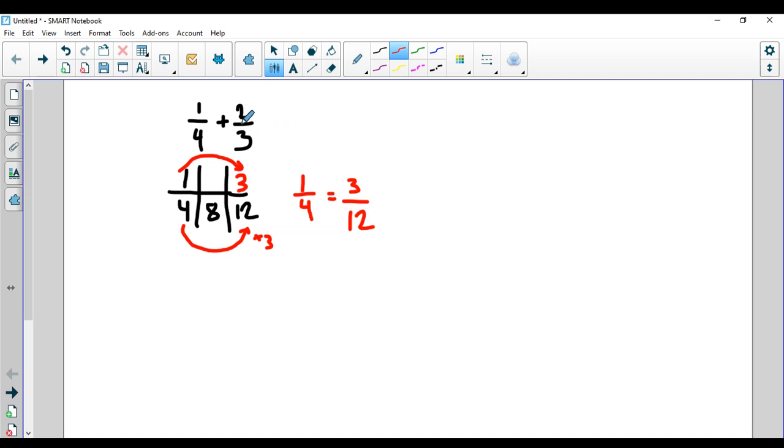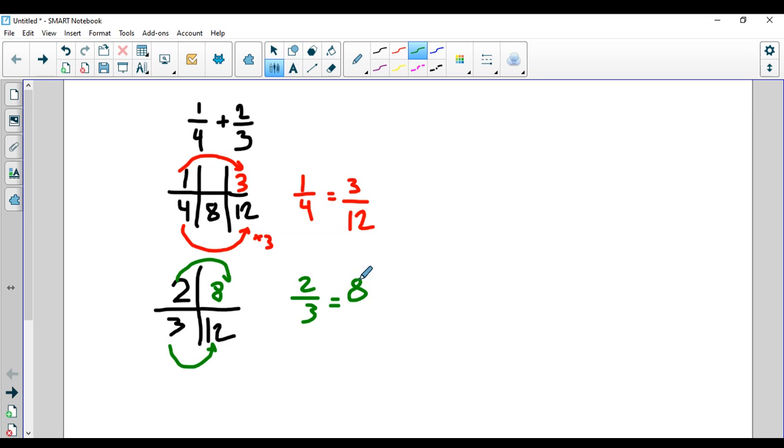And then I would do another ratio table for 2/3. A lot of the kids are getting really good at, instead of having to count by 3s, just automatically recognizing that 12 is going to be the common denominator that they want to work towards. So then we just think, okay, well, 3 times 4 is 12. So 2 times 4 would be 8. So then we have figured out that 2/3 is equivalent to 8/12.